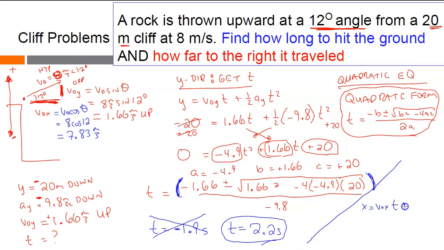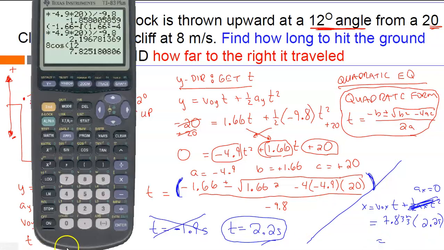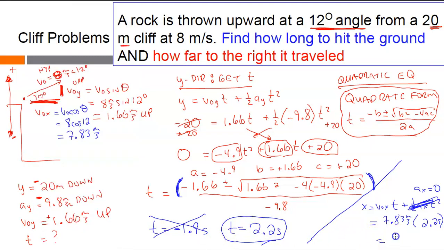X equals v naught x t plus 1/2 a sub x t squared. We already know that a sub x is equal to 0, so that throws that out. I need to know the initial velocity in the x direction, which I called up and found to be 7.83 meters per second. I need the time, which I just found to be 2.2 seconds. And I get my calculator back out. I've already got the 7.8 something there, so if I just go times 2.2, then I'll get my 17.2 meters is the distance that goes. Where the seconds here cancel the seconds there, leaving me just meters of distance. So now we know how far out that thing comes and hits the ground, or whatever's there.